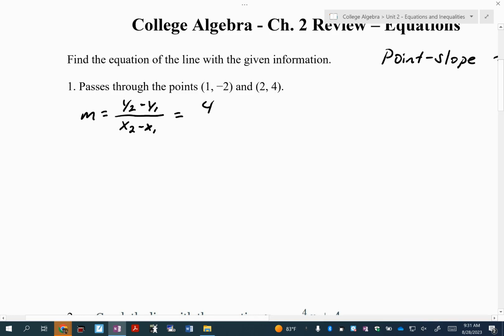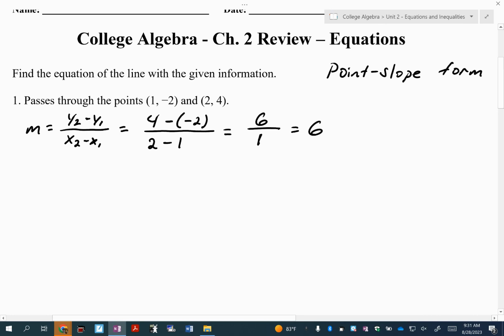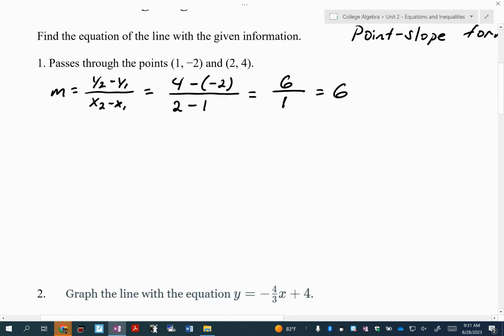So my change in y is 4 minus negative 2, and my change in x is 2 minus a positive 1. So 4 minus negative 2 is actually 4 plus 2, which is 6. 2 minus 1 is 1, so my slope is 6. So now I have a slope. I have 2 points to choose from.